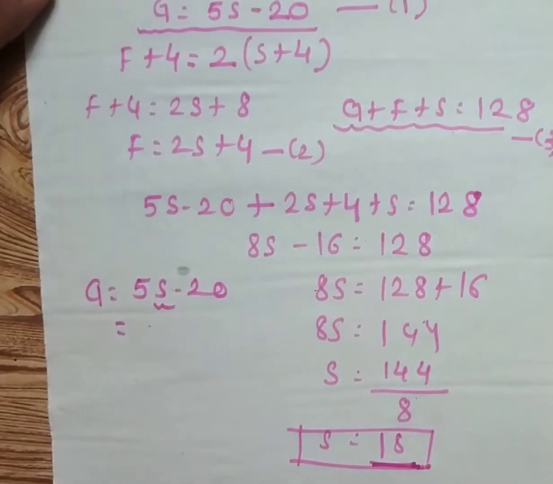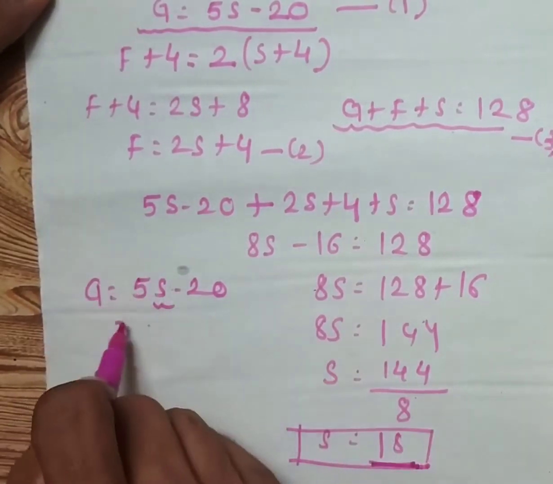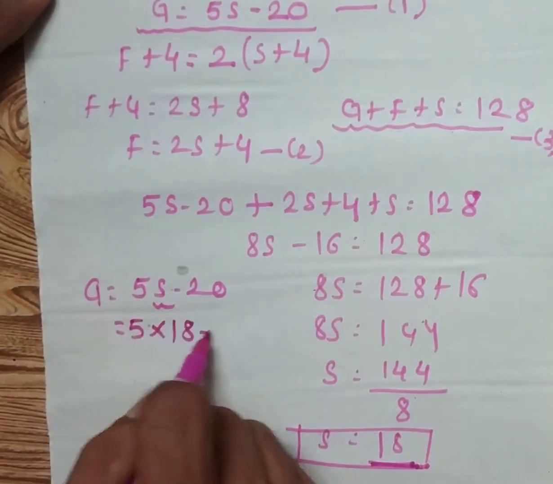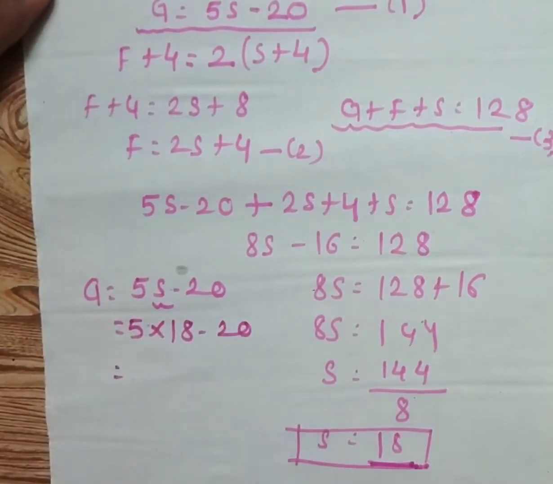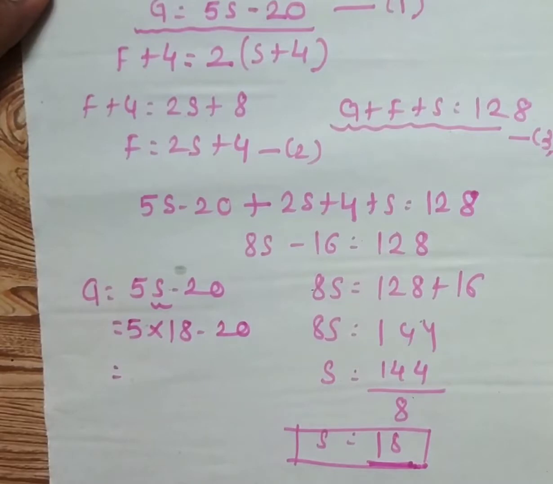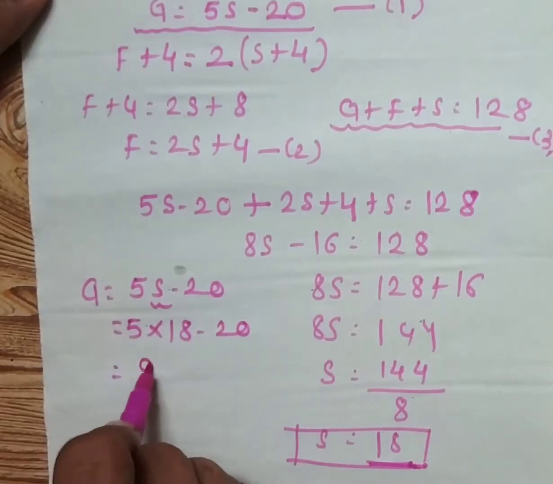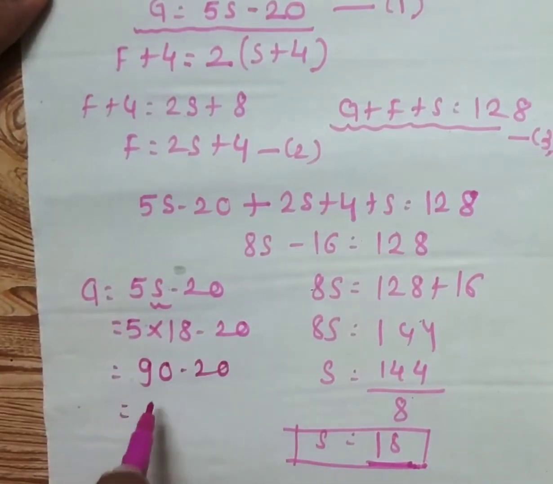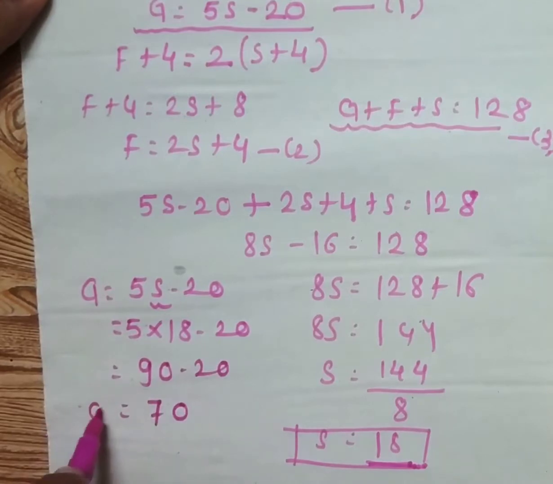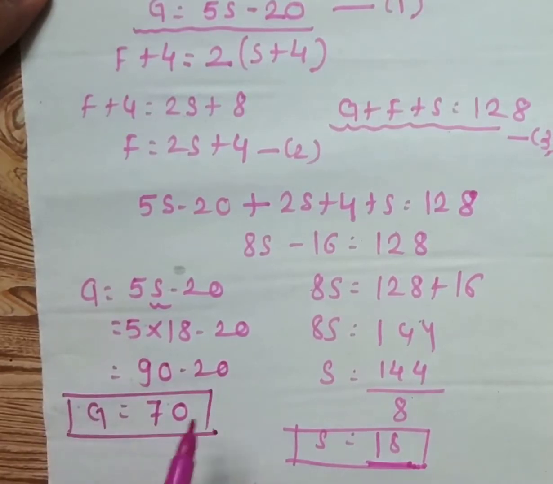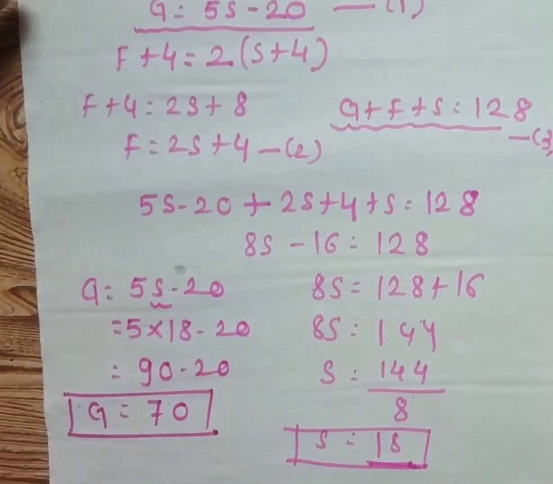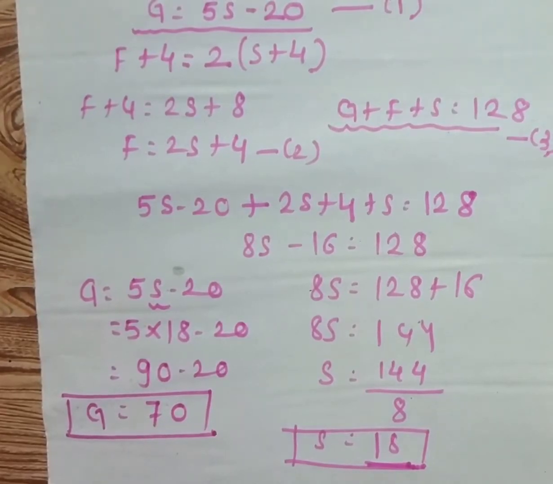So I can put the value of s as 18 in this equation. So 5 into 18 minus 20. 18 5s are 90, minus 20. So the grandfather's present age is 70. Similar for the father also.